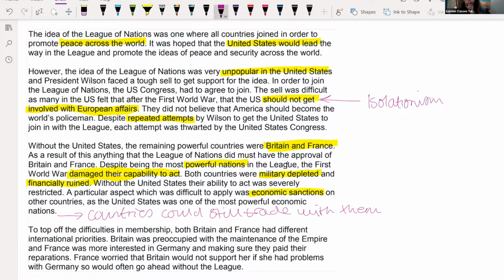So to top off the difficulties in membership, both Britain and France had different international priorities. Britain was preoccupied with the maintenance of the empire. So remember, we said before, if you look back at how many countries were in the British Empire at this point, and France was more interested in Germany and making sure they paid their reparations. So they aren't even on the same page themselves.